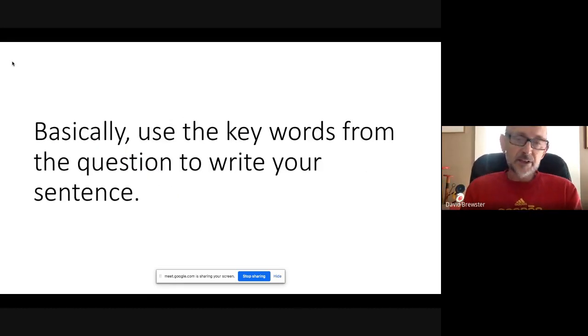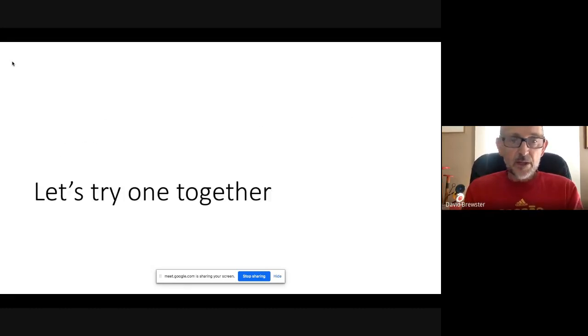So basically here, just use the key words from the question to write your sentence. When you have one of these kinds of questions that you have to answer in a complete sentence, most of the sentence is already written for you. It's in the question, and that's what we're doing here. So let's try one together.